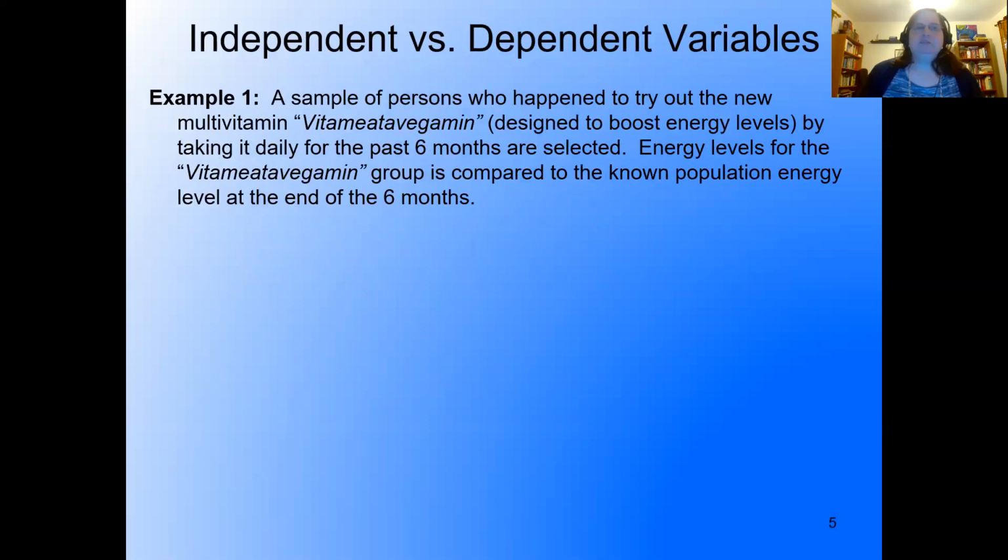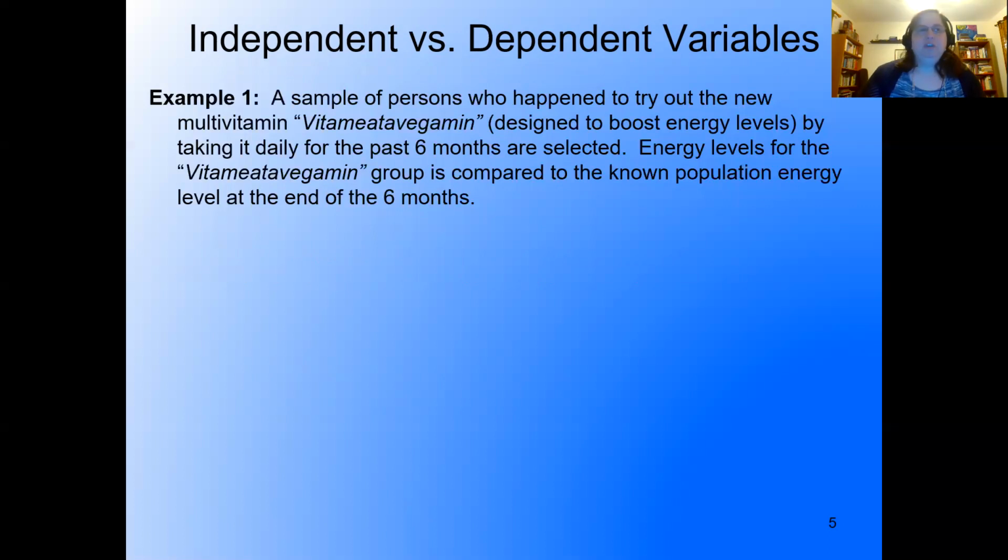let's look at an example together. A sample of persons who happen to try out the new multivitamin vitamin designed to boost energy levels by taking it daily for the past 6 months are selected. Energy levels for vitamin group is compared to the known population energy level at the end of 6 months. Okay, great. So we have a setup. We have some people who happen to try out this new vitamin, and we want to determine what's going on here, okay?